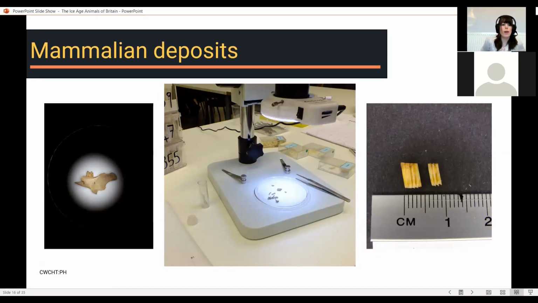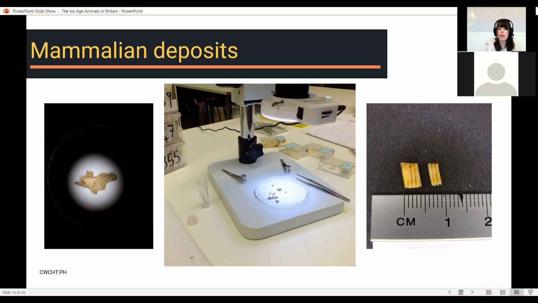So small mammals might end up in cave deposits via a couple of ways. One of them might be through the feces of small mammalian carnivores, and another way might be through birds of prey. So birds of prey would consume the small mammals, roost above a cave, and then regurgitate the remains of the small mammals out in their pellets.